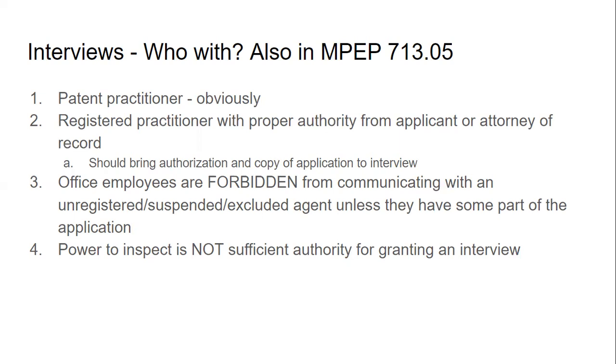But office employees are forbidden from communicating with an unregistered, suspended, or excluded agent unless they have some part of the application. And the power to inspect is not sufficient authority for granting an interview. I threw that in here. I don't remember if it was in the 700 chapter or the 400 part, but it was in all caps. It's a good reminder that even if a power to inspect is given, that doesn't mean that person is automatically in charge of the application or has any sort of power.